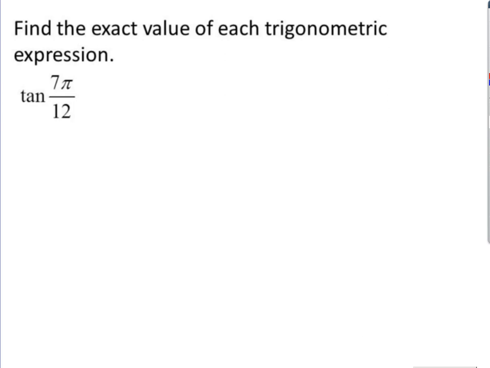For this one, we have the tangent of 7 pi over 12. Now, if you're really good with your fractions, you can go ahead and try to find two values that add or subtract on your unit circle to get 7 pi over 12 radians. Or you can convert the radians to degrees before you start. If you want to do that, remember you multiply by 180 over pi.